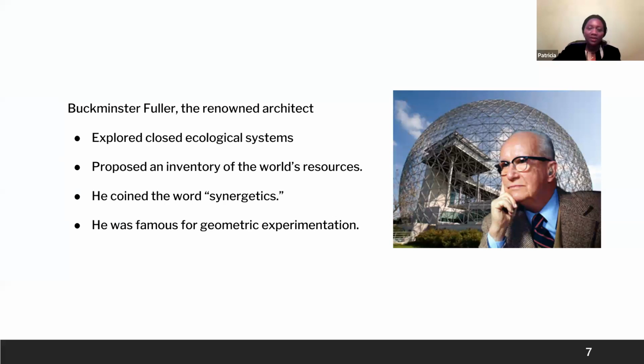So the history of a circular economy. When we look at this topic, we want to go back and see which architects have been interested in this kind of field. So we look at Buckminster Fuller, a renowned architect. In his lifetime, he explored closed ecological systems. He also proposed an inventory of the world's resources, where he figured out that we can quantify the world's resources and then use them efficiently when we know about them. He also coined the word synergetics, so that there will be a network of use of these resources. He was famous for geometric experimentation. We can see the geodesic dome behind him, which he made for an exhibition.